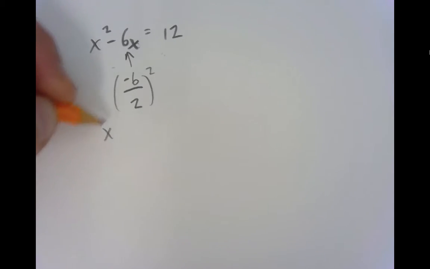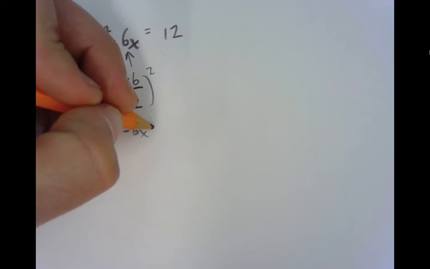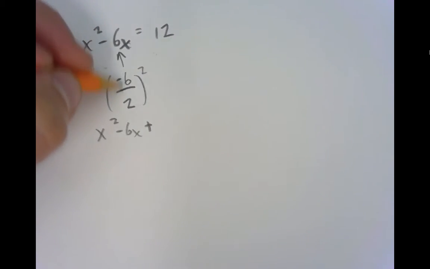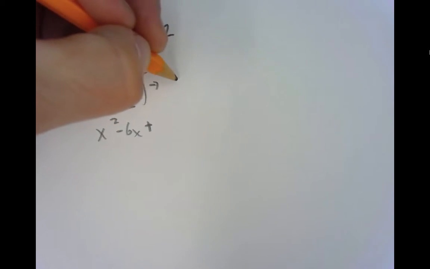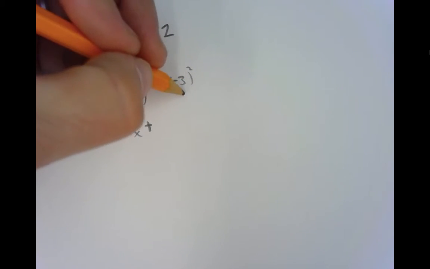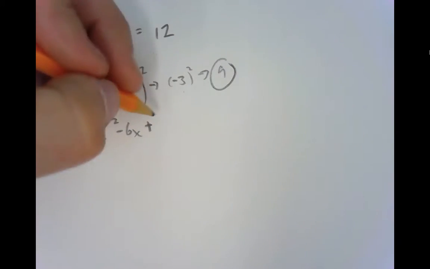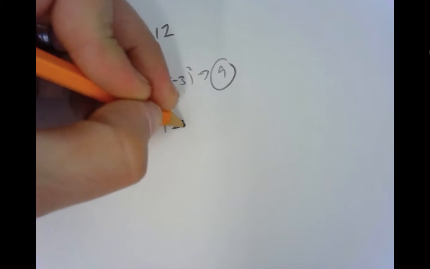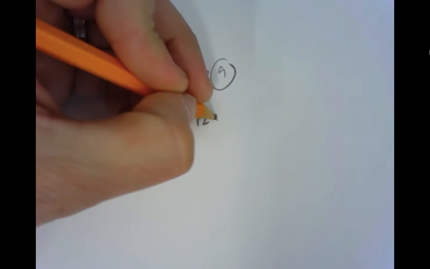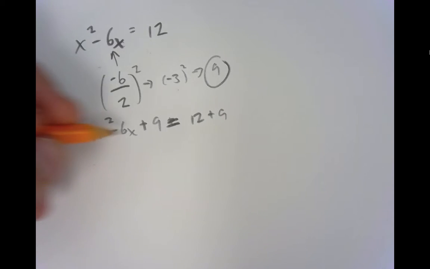So this is going to become x squared minus 6x plus, well, let me see, negative 6 over 2 is negative 3 squared, which is really going to be 9. So I'm going to be adding 9 to both sides. So plus 9 equals 12 plus 9. I mean, that's really it, right? I'm pretty much done at this point. Oh, well, no, we got to do the factoring part.